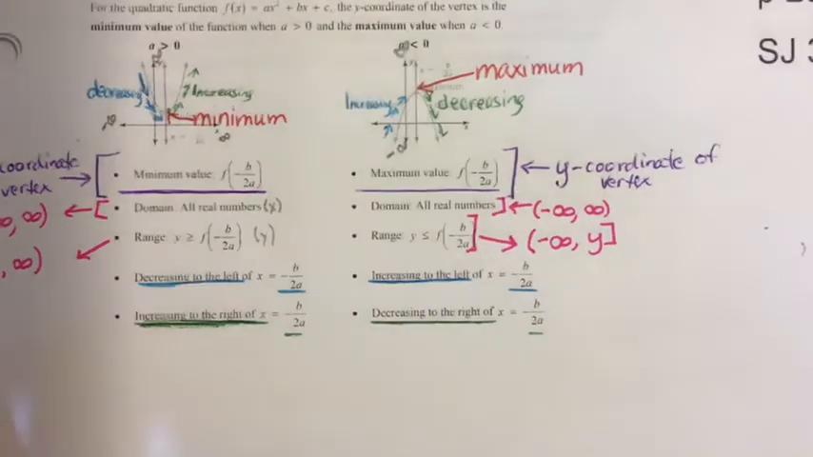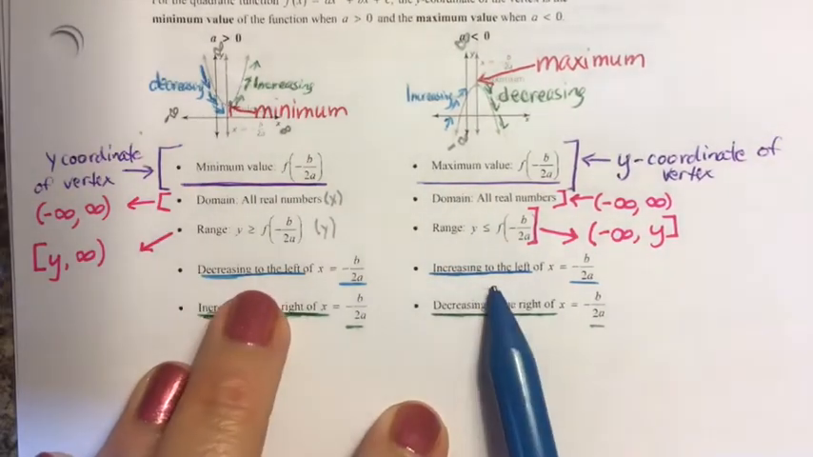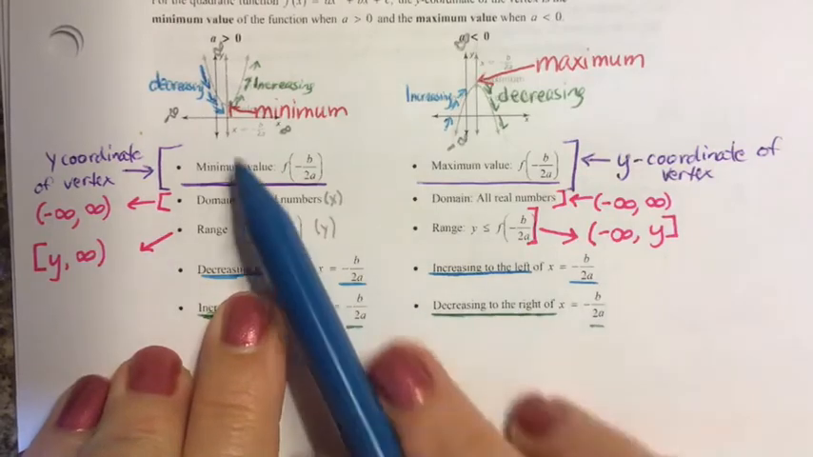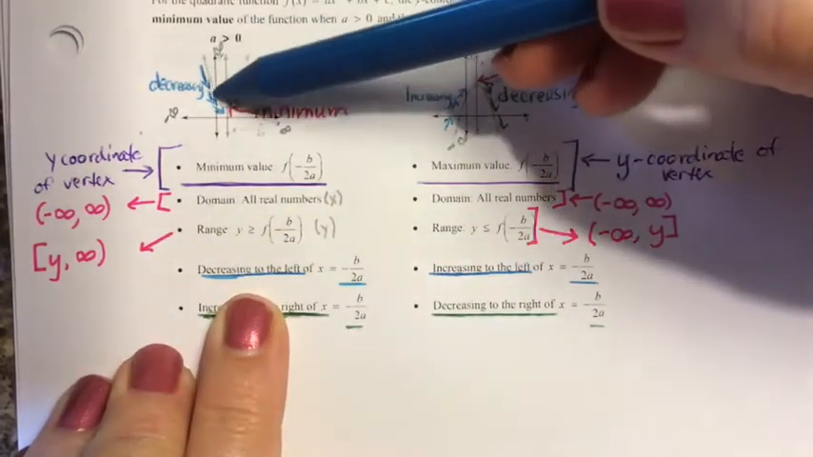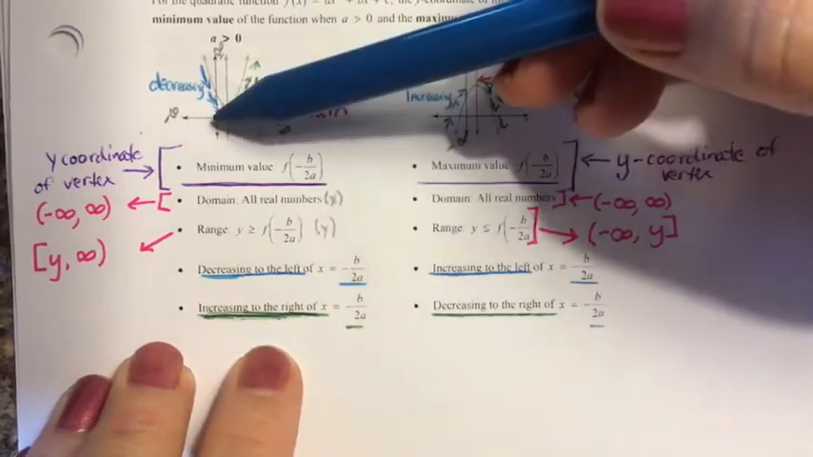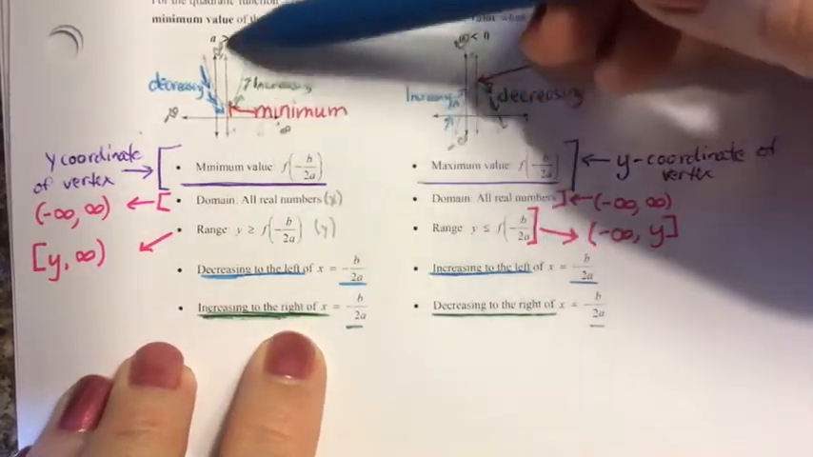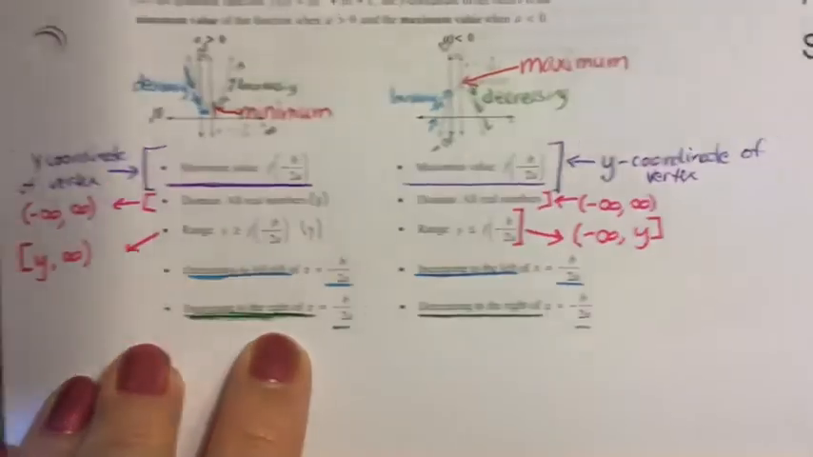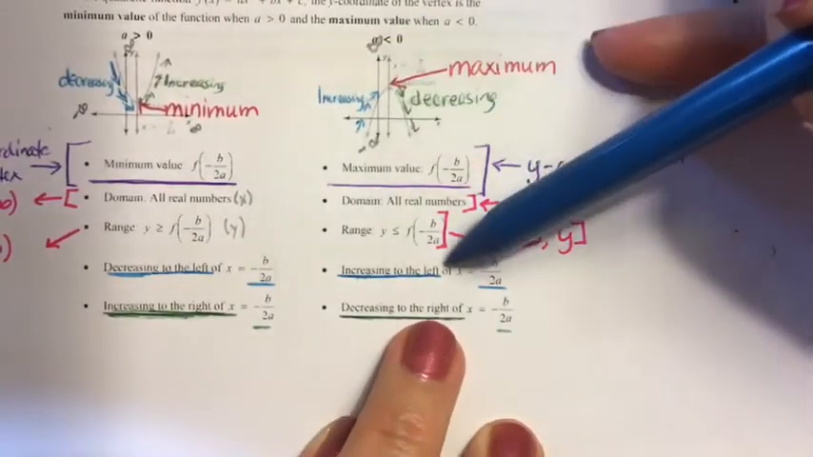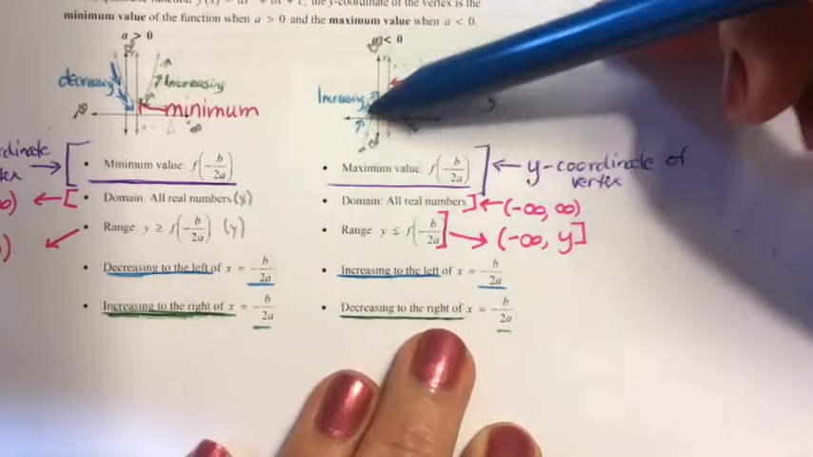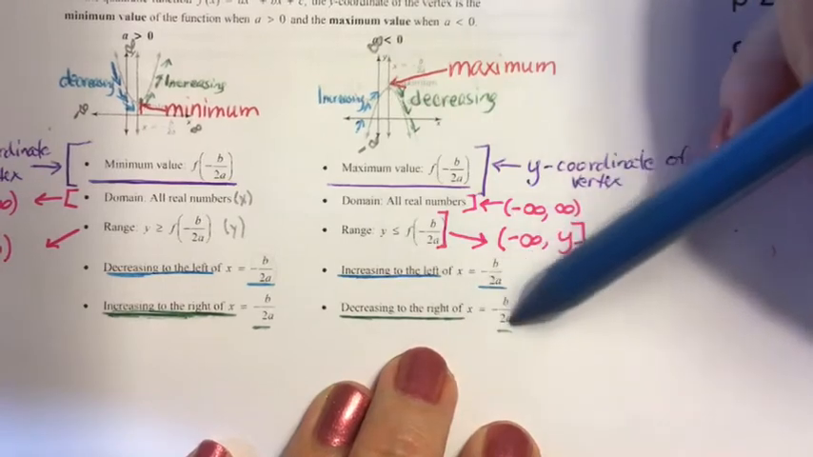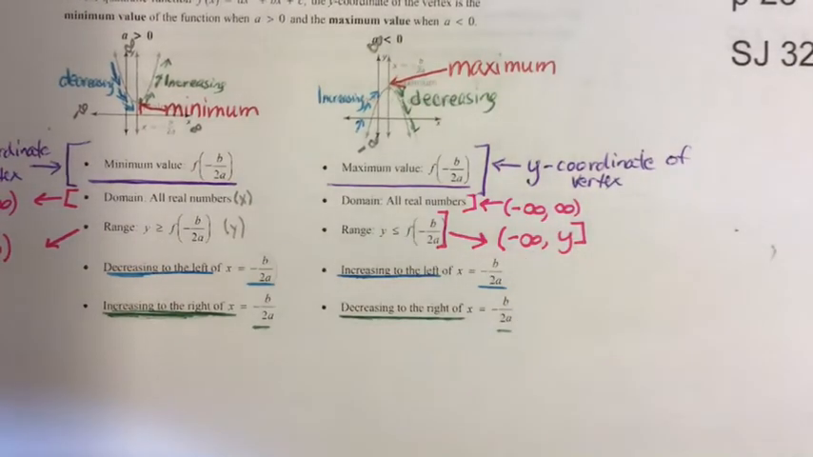Now, the increasing and decreasing, I tried to color coordinate with an ink pen to show you. For this graph, it's decreasing to the left of this x value, and it's increasing to the right of this x value. Same thing for this one. It's increasing to the left of this value, it's going up. It's decreasing to the right of this value, it's going down. So those are facts that you need to know.